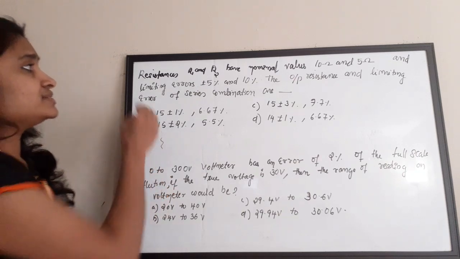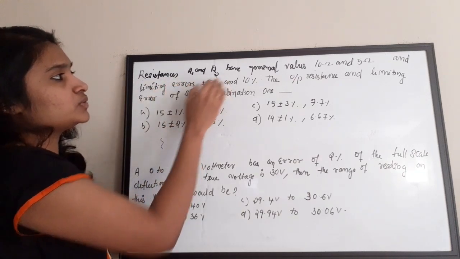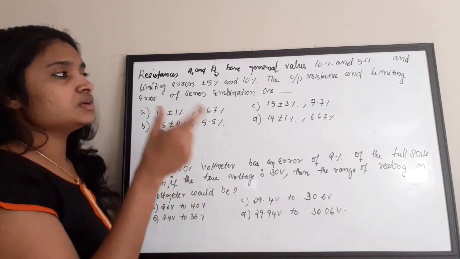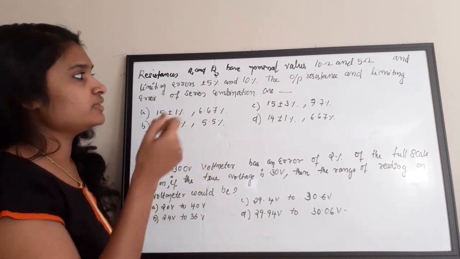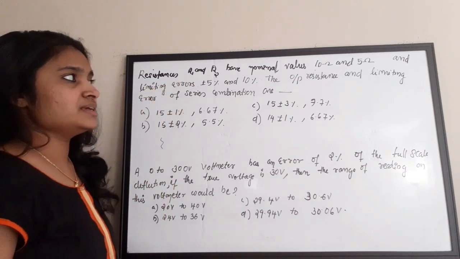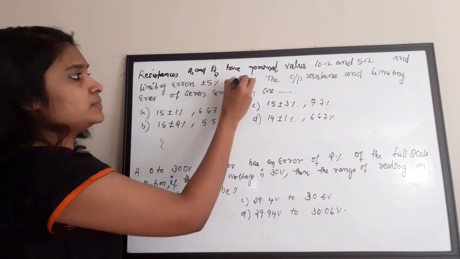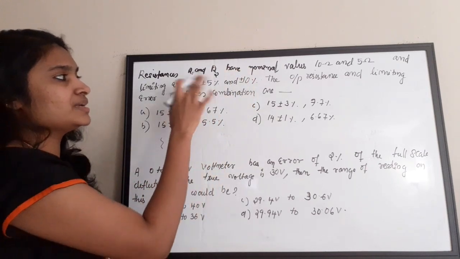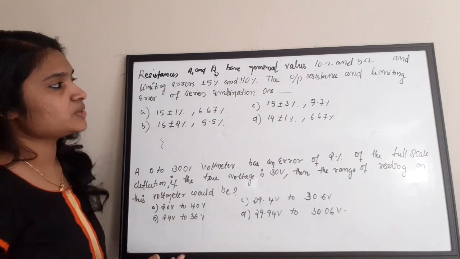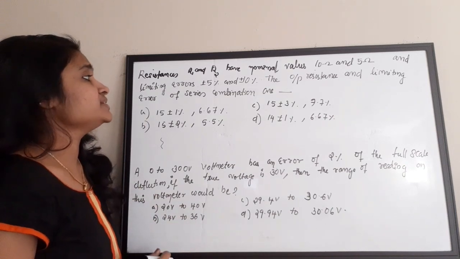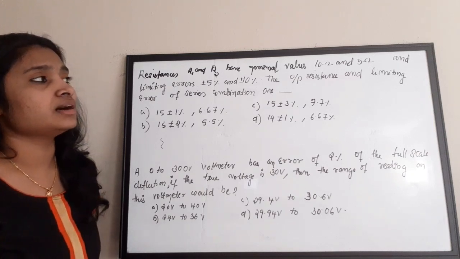The first question is: resistances R1 and R2 have nominal values of 10 ohm and 5 ohm, and the limiting errors are plus or minus 5% and plus or minus 10%. The limiting error should be in plus or minus form. The output resistance and limiting error of the series combination are dash.